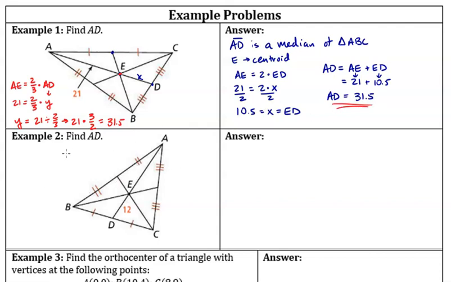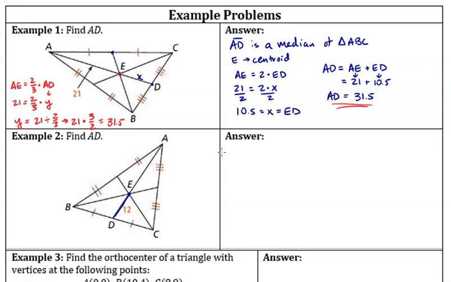In any case, let's take a look at another example where we are again finding the distance from A to D. We have a similar picture here. It almost looks identical to this, only maybe oriented a little bit differently. And now we have our centroid here at E, and we know how long ED is. It's 12. And we are supposed to find out how long AD is.